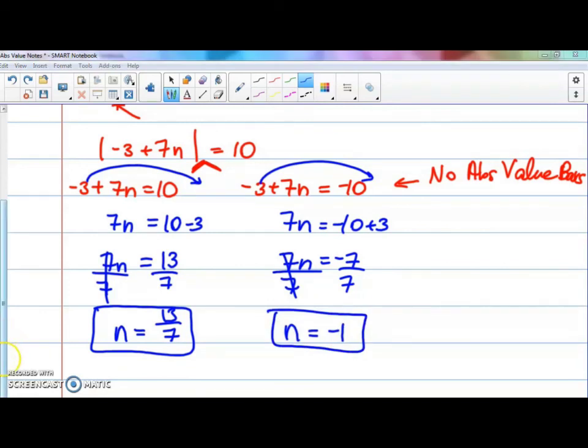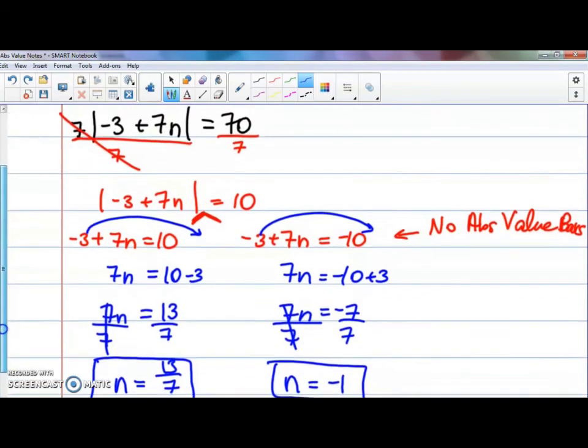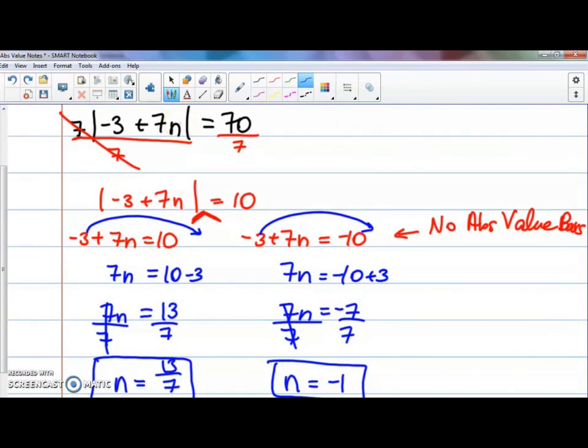So as far as that goes, that finishes up our notes. If you did want to do a formal check, remember you just plug in your answer up there, or we'll real quick do a little bit of mental math and say 7 times 13 sevenths gives us 13. Negative 3 plus 13 is 10. The absolute value of 10 is 10. 10 times 7 is 70, so that works. Go through the mental math real quick with your negative 1. 7 times negative 1 is negative 7. Negative 7 plus negative 3 is negative 10. The absolute value of negative 10 is positive 10. 10 times 7 is 70.